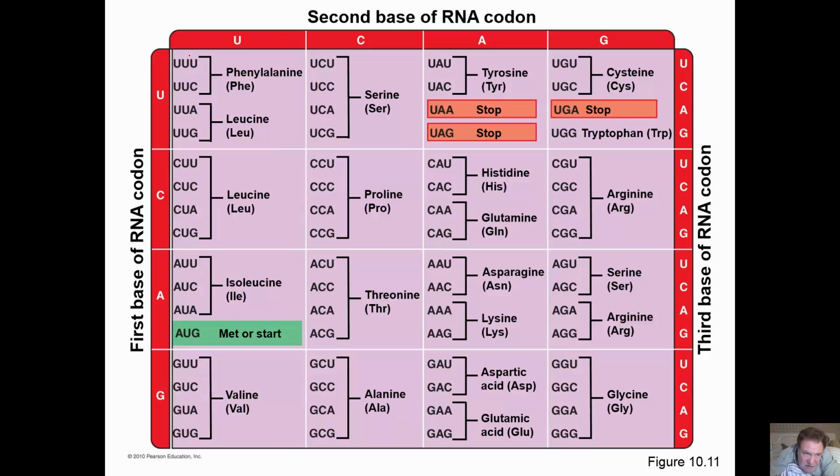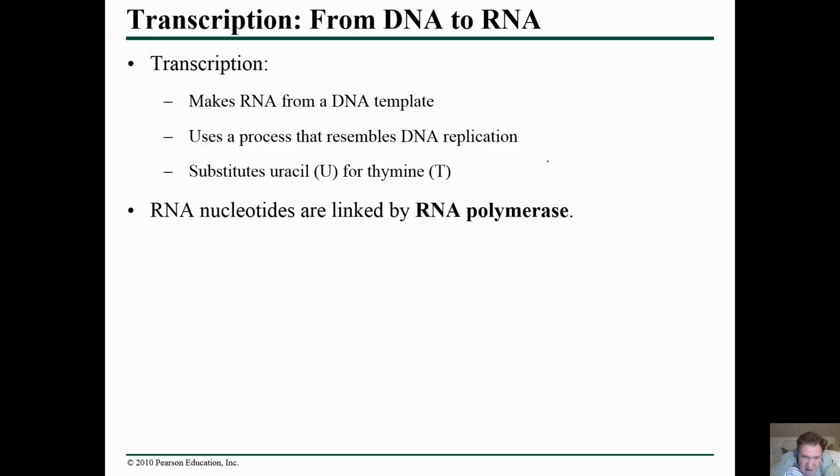So phenylalanine is coded for by UUU and UUC. AUG is the start site. UAA is stop, UAG is stop, and UGA is also stop. And the rest of these code for the amino acids that are out there.